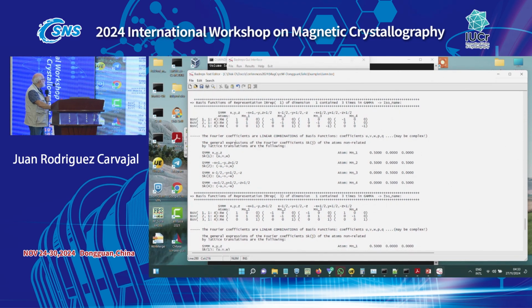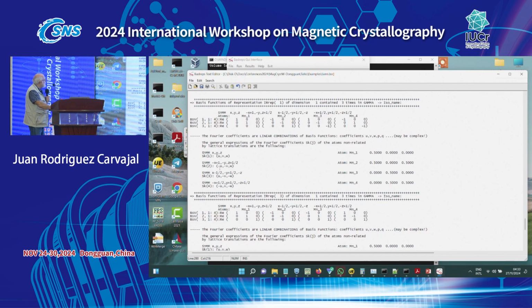Here you see the general expression of the Fourier coefficient of the atom non-related by lattice translations. When I put here may be complex, it's only for the case of incommensurate magnetic structures. For commensurate structures, all these U, V, W, which are the coefficients of the basis functions that in FullProf are called C1, C2, etc., are general real numbers. And here you see how the things are.